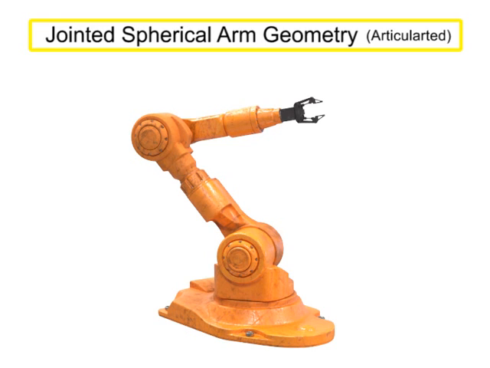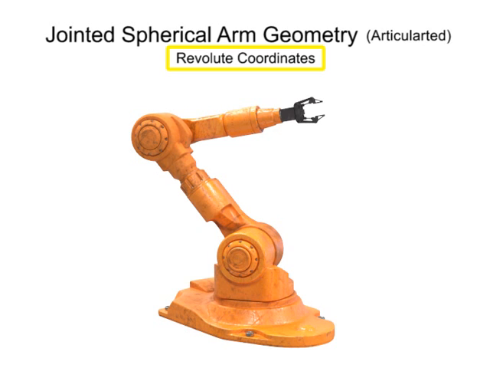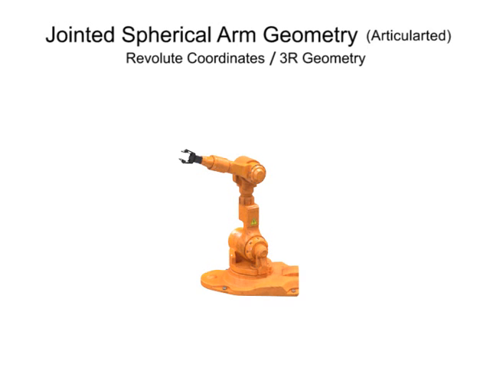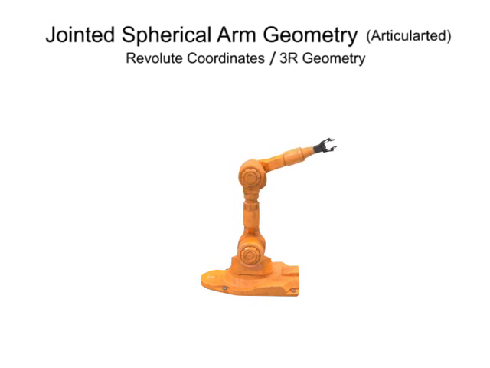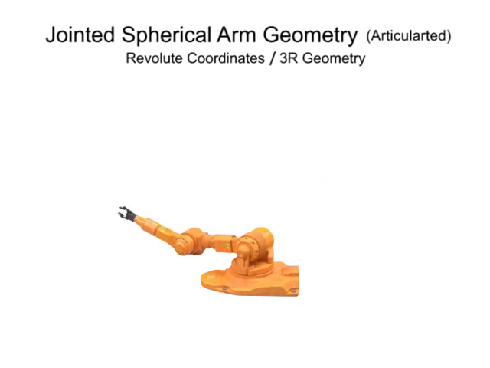Jointed spherical arm geometry robots have rotation in three directions, use revolute coordinates, and are given the designation of 3R. They are one of the most popular types of robotic arms and most accurately mimic the movement of the human arm.